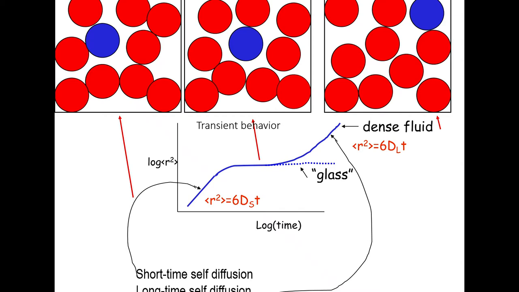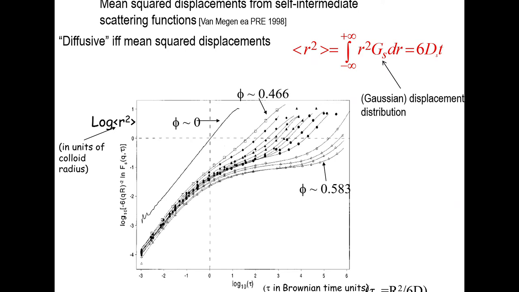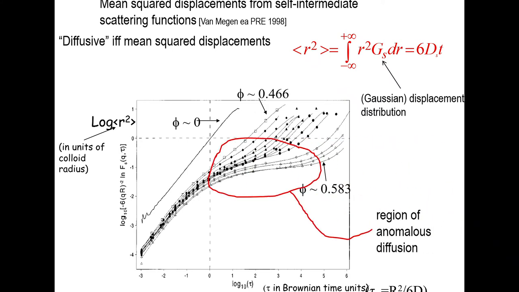It's typically transient behavior, because in these systems, if the system is fluid-like, after a while these motions randomize again, and you will get diffusion again, but now it's long-time diffusion, right? So this is typically an intermediate regime. And there are also experiments, because these are hard sphere colloids, right? This is the log of the mean square displacement, and this is the log of time. At short times, it's linear. At long times, it's more or less linear. And at intermediate times, it's a region of anomalous diffusion. And you see here that it could be any slope between one and zero, right?